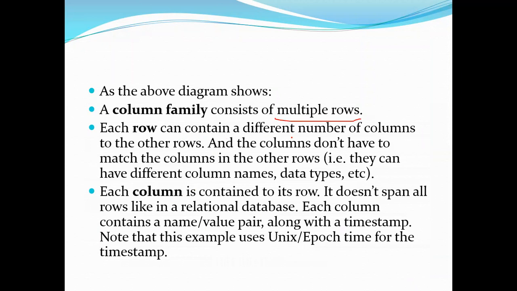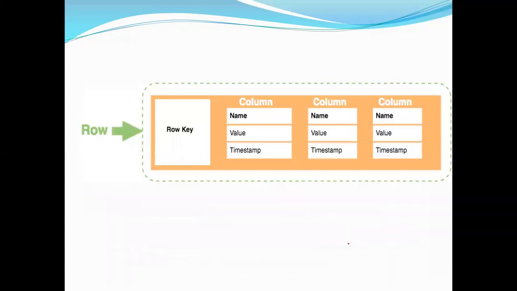Next, a column family consists of multiple rows. Each row can contain a different number of columns to other rows, and columns do not have to match the columns in the other rows. Each column is contained to its row. It does not span all rows like a relational model. Each column contains a name or a value pair along with the timestamp. Note that this example uses Unix epoch time for the timestamp. So what is meant by this timestamp?